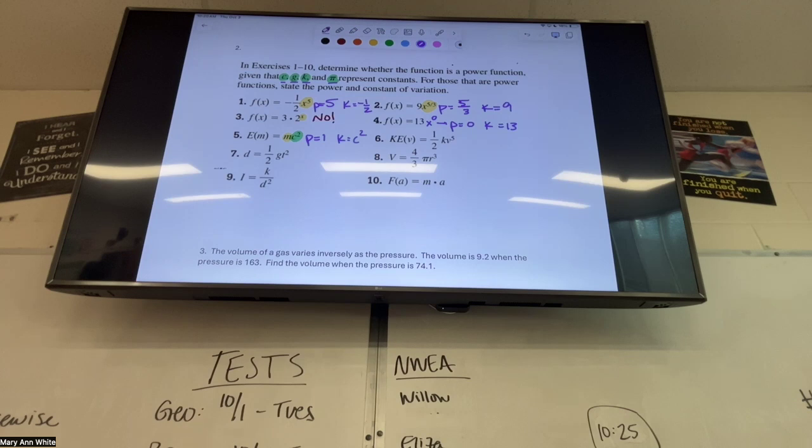All right, let's do number 6. We know K is a constant, so that means that V is my variable. Is it being raised to a power? Yep. 5. And then that makes my K be, my constant is more than that? 1/2 K. Very good. Yes, Maddie.